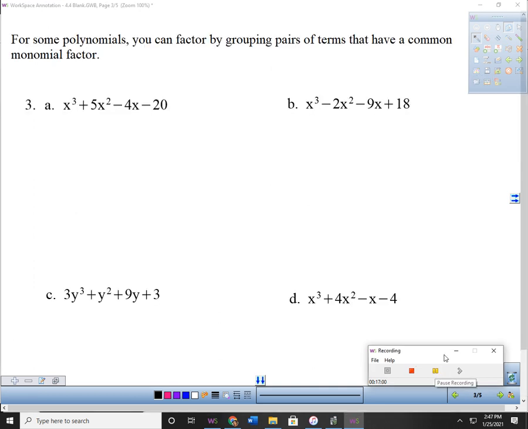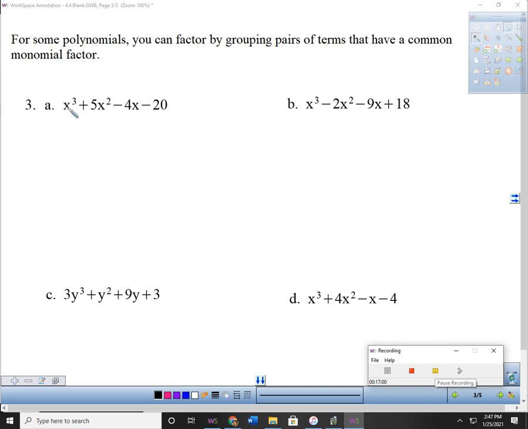All right, so sometimes we have more than 2 terms, more than 3 terms. Sometimes we have like 4 terms, all right? So in your mind, when you have 4 terms, you should think grouping, all right? 4 terms. That means you're going to factor by grouping, all right? So for some polynomials, you can factor by grouping your pairs of terms that have common monomial factors. So for instance, it's usually the first 2 and then the back 2. Not always. Okay, but usually that's the best route.